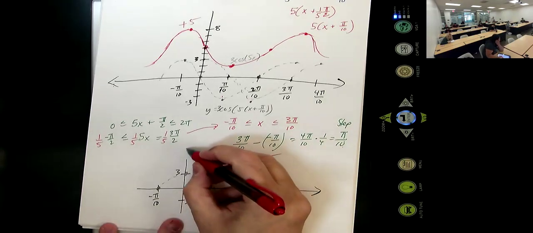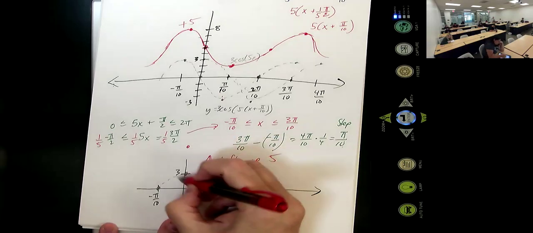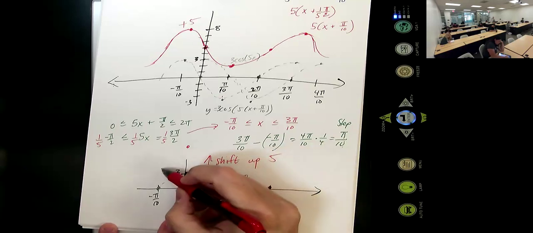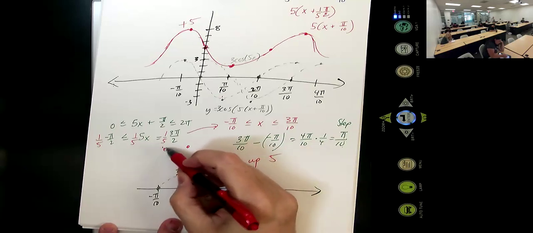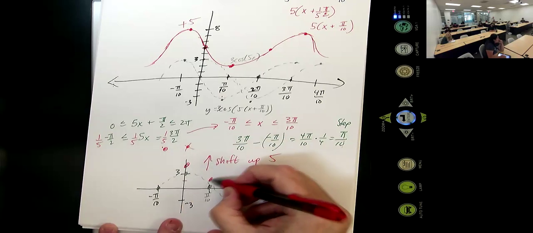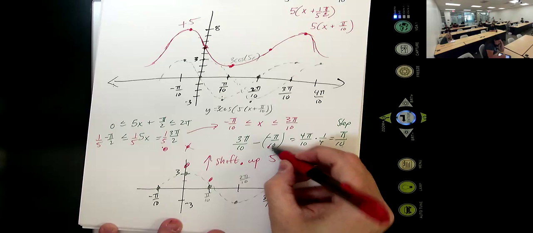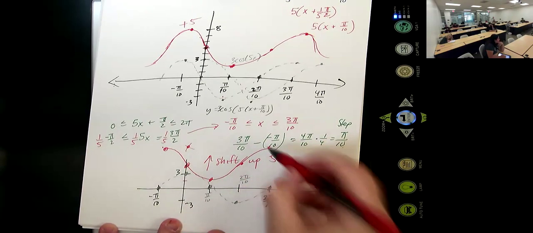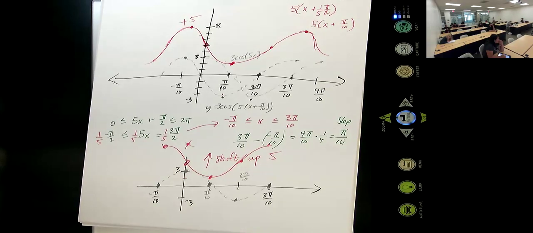So we'll be up to 8. That one's there. And you're doing your cosine here. All right, that's all I got for you. Hopefully that may help make graphing sine and cosine a little bit easier.